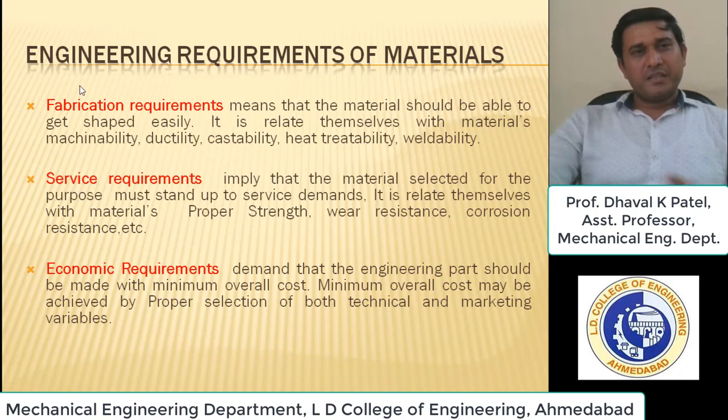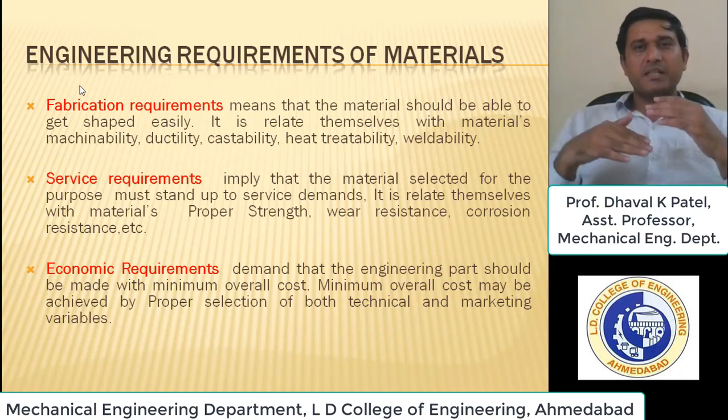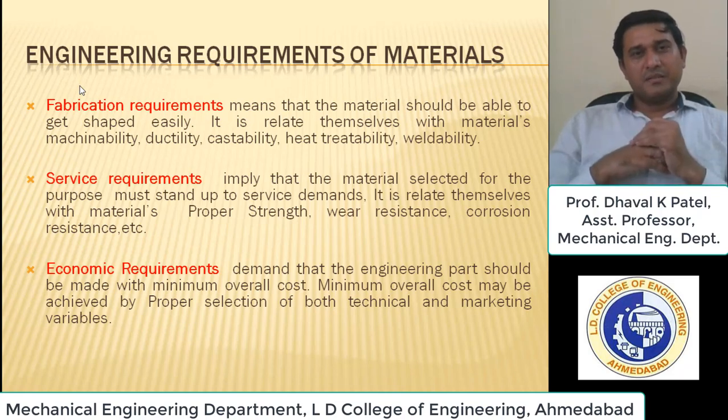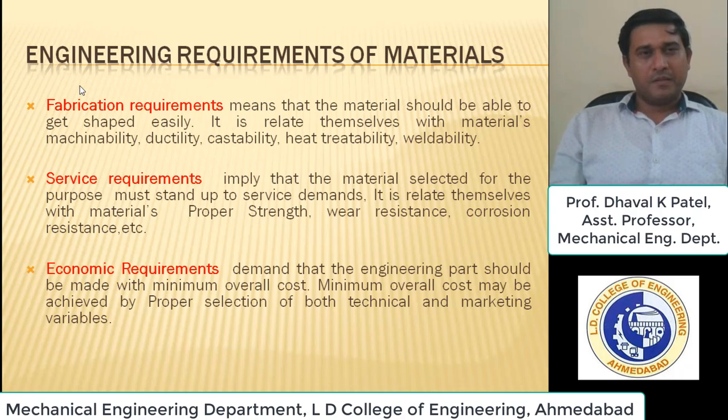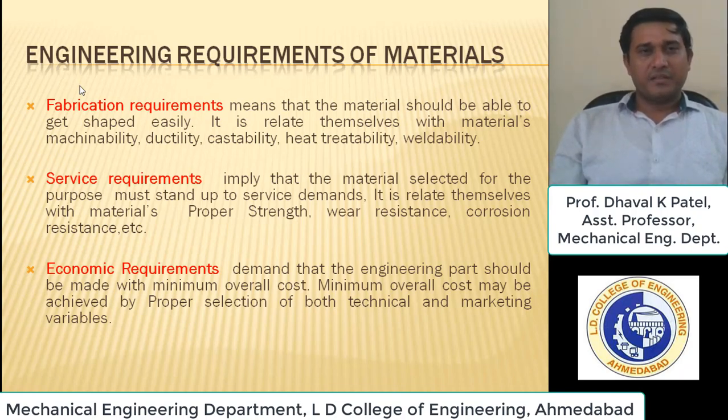Now let's discuss the engineering requirements of the materials. Friends, how can we say that a material is an engineering material? To fulfill the requirements of engineering materials, we have defined some criteria. Those materials that satisfy these three basic requirements can be an engineering material. The first one is the fabrication requirement. For engineering purposes, we have to manufacture components from raw materials, so that material should have the ability to get shaped easily, and it relates to the material's machinability, ductility, castability, heat treatability, and weldability.